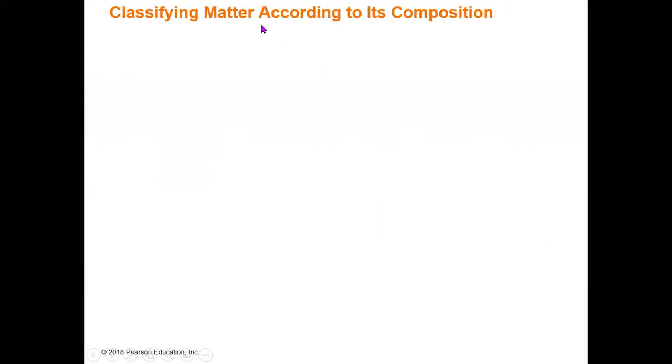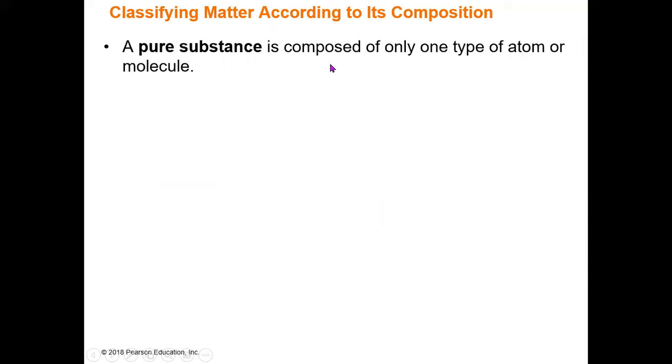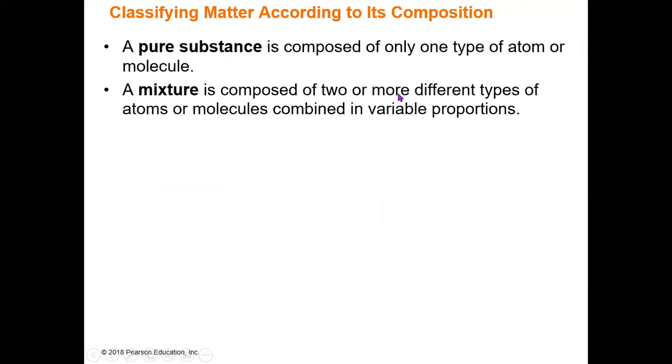Classifying matter according to its composition: a pure substance is composed of only one type of atom or molecule. A mixture is composed of two or more different types of atoms or molecules combined in variable proportions.